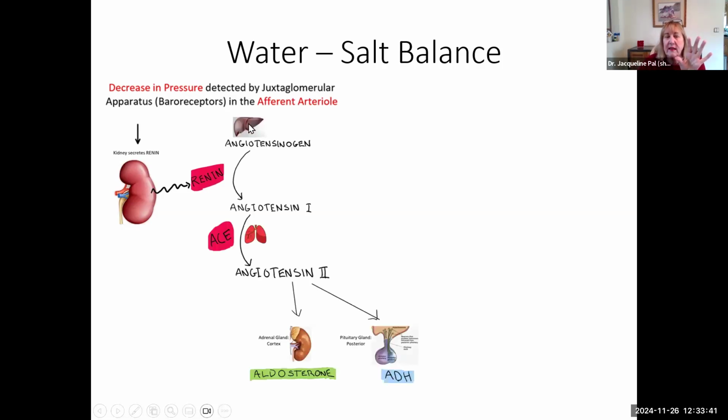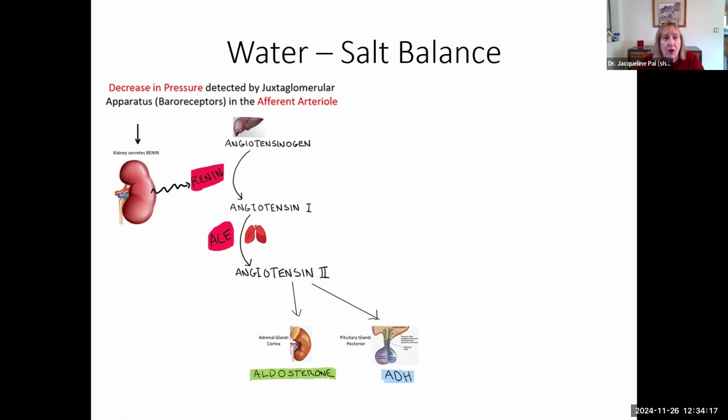There is a compound kicked out by your liver that renin converts into something else, and then that something else travels to your lungs where it picks up an enzyme which converts it to something else, and it's that other thing that then goes to your adrenal gland, to the cortex, and that's what has the adrenal cortex kick out aldosterone. And it also will go to the neural hypophysis to increase our antidiuretic hormone release.